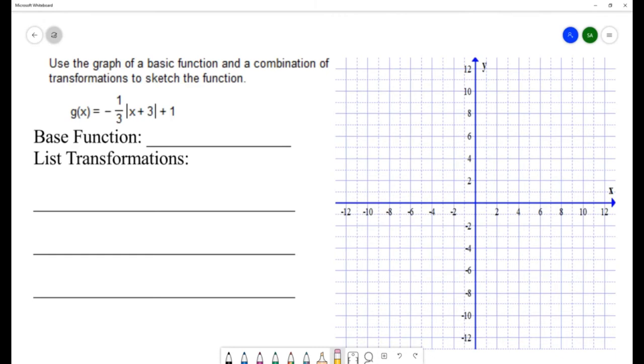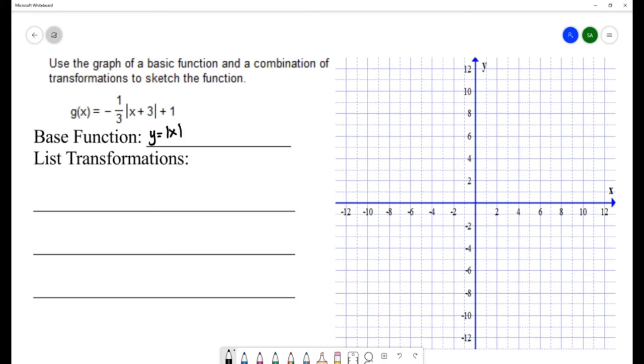On this question, we want to use the graph of a basic function and a combination of transformations to sketch the graph of the function. The function we're working with is g of x equals negative 1/3 absolute value of x plus 3, plus 1. The absolute value bars in our function give us an indication that our base function is the absolute value function, which is y equals absolute value of x.